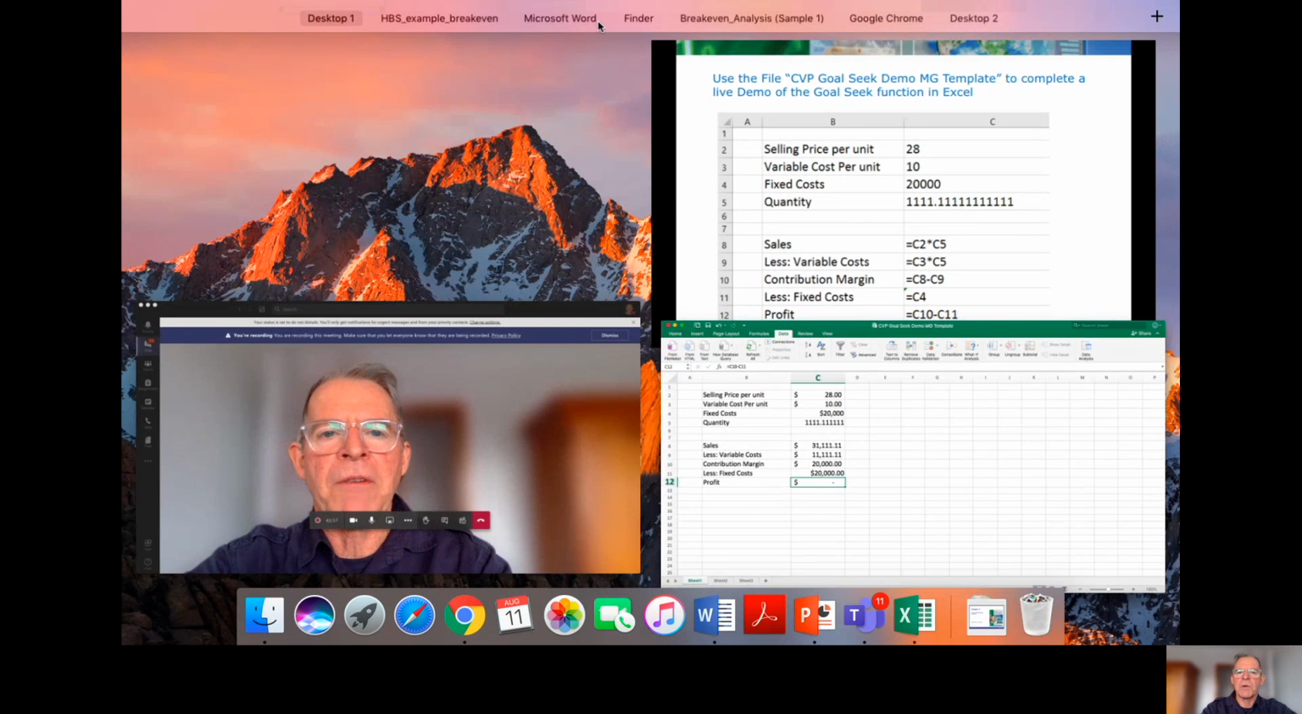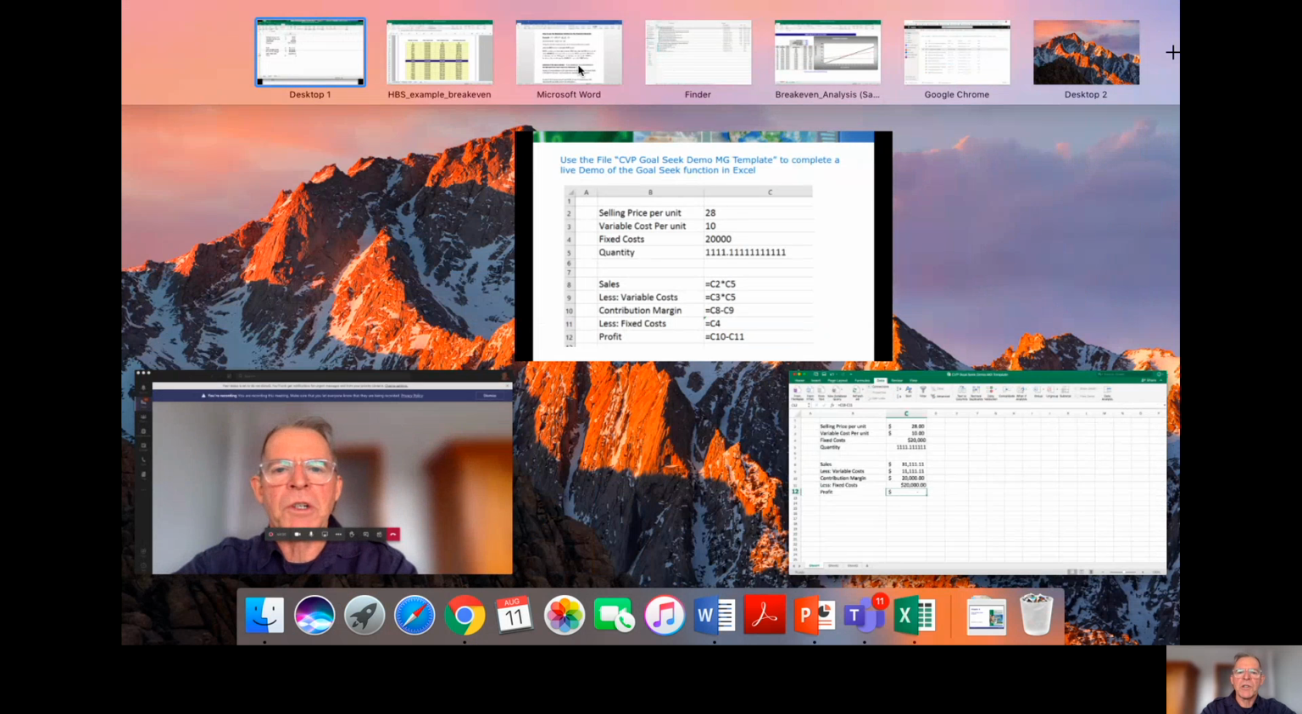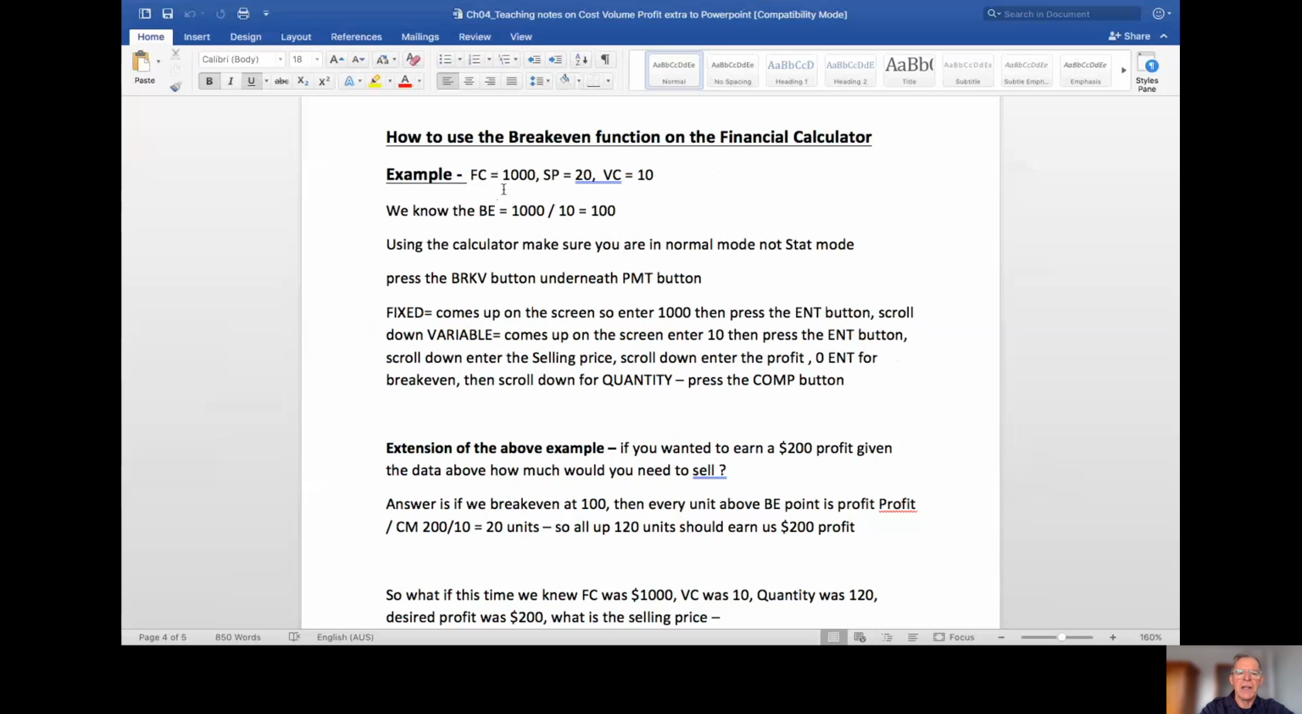We're going to have a look at some graphs in a moment. I just wanted to show you the financial calculator can do it as well. It's just got the formulas built in. So imagine your fixed costs were 1,000, selling price 20, variable cost 10, break-even point has to be 1,000 divided by the contribution margin of $10 per unit, selling price minus variable cost. And there it is, 100.